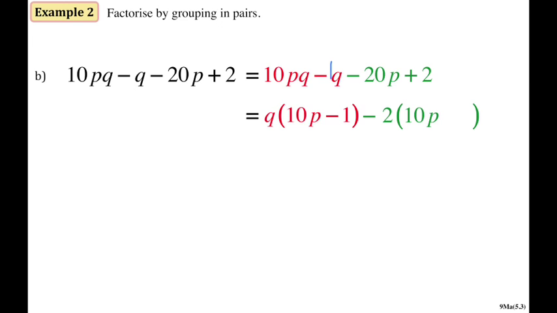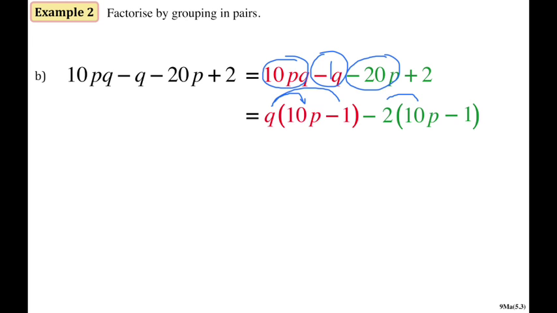If I take out a common factor of minus 2, minus 2 goes into 20 10 times. Minus 2 times 10 gives minus 20, and there's my p. Minus 2 goes into plus 2 minus 1 times. That's a bit tricky. Think about this part. Well, let's check it. Q times 10p, 10pq. Q times minus 1, minus 1q. Minus 2 times 10p, minus 20p.